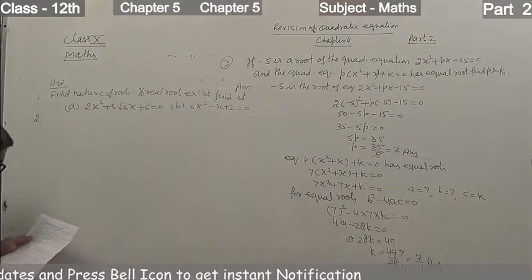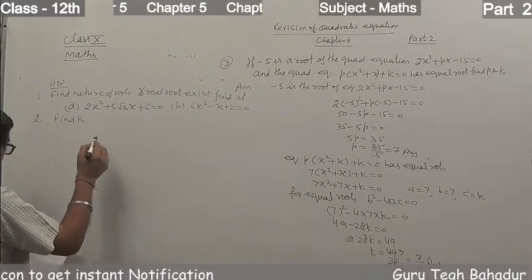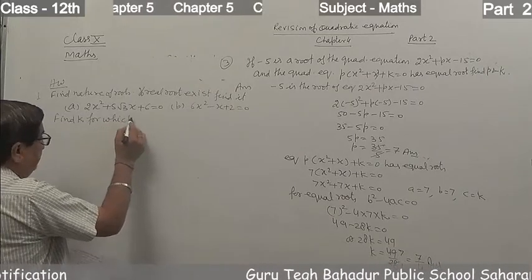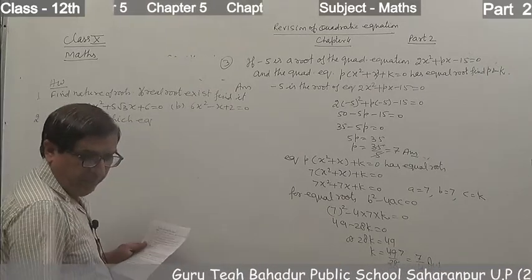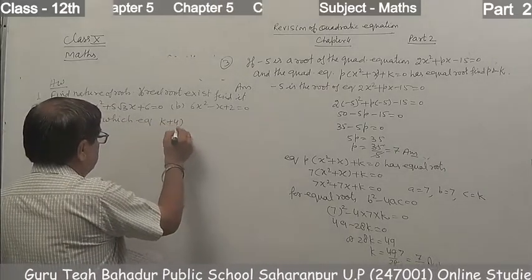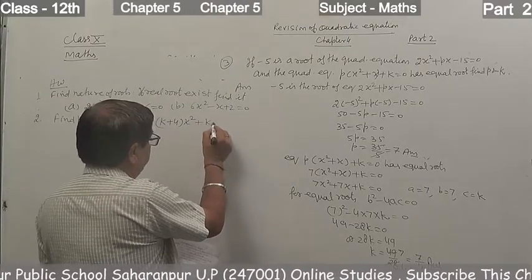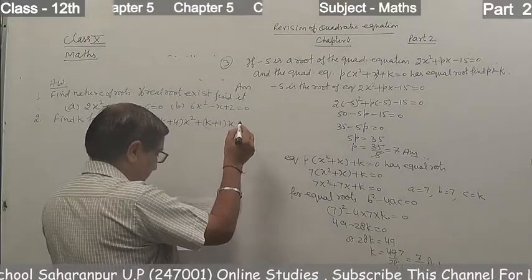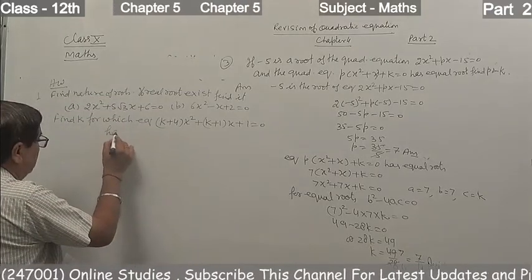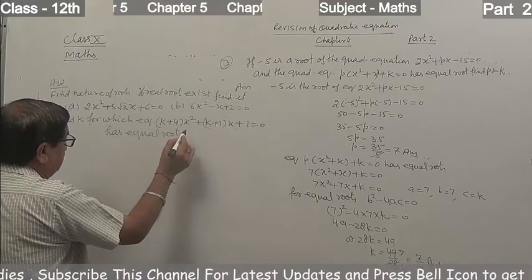Second question: find k for which the equation k plus 4 x square plus k plus 1 x plus 1 is equal to 0 has equal roots.